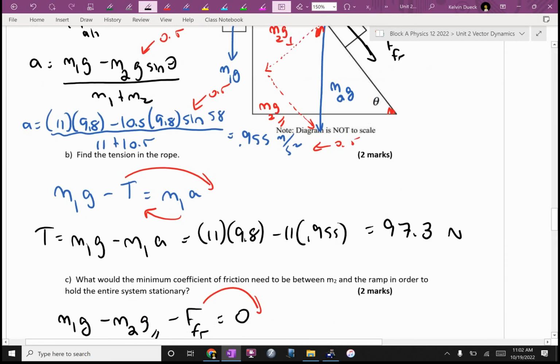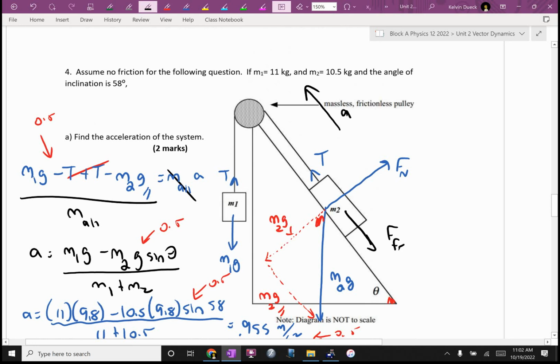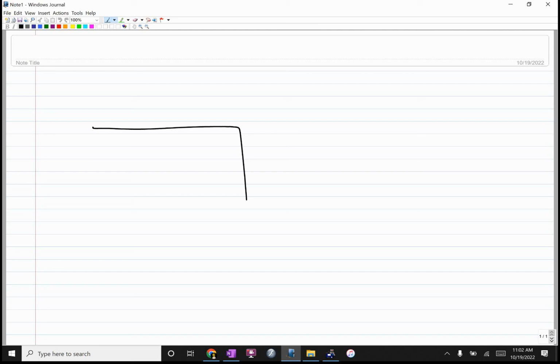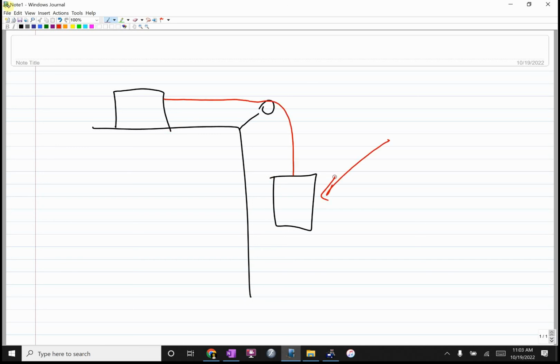By the way, before we turn the page, M1 was 11. Could M1 be smaller than M2 and still have M2 accelerate up the ramp? Yeah, because the tug of war is between M1G and M2G, two lines parallel. Or if we had something like this, with a mass right here and a mass dangling and a rope attaching them. Does this have to be bigger?